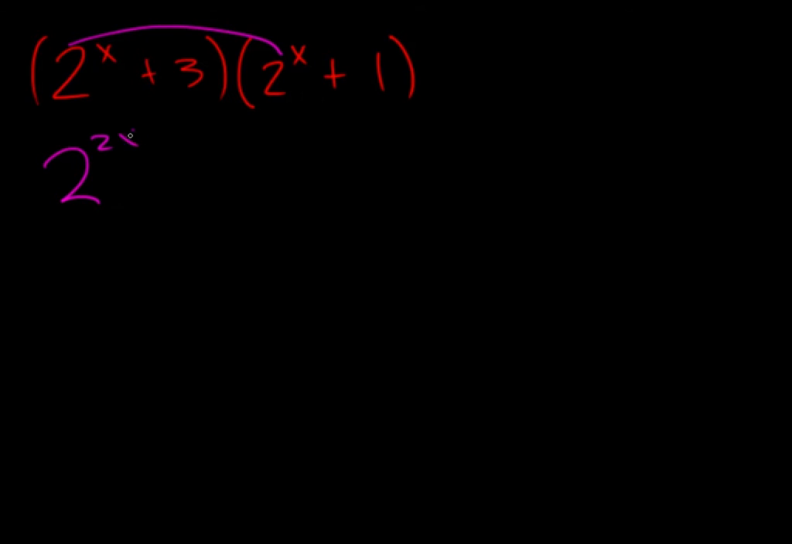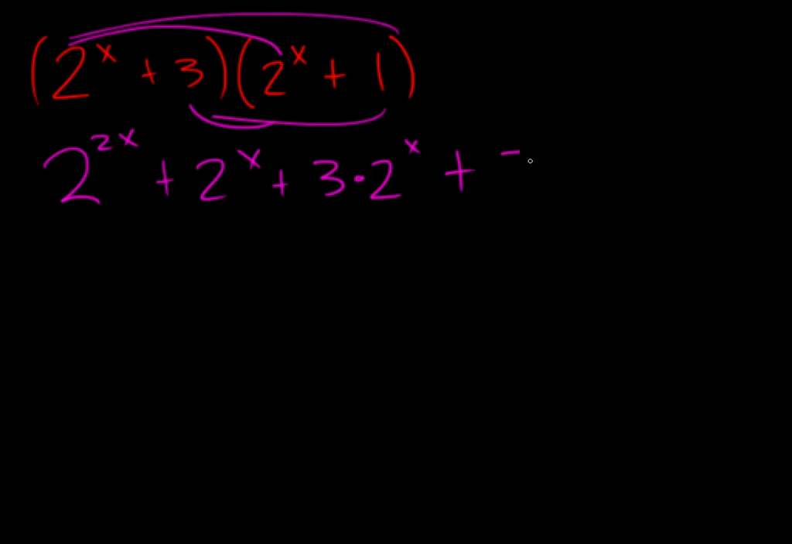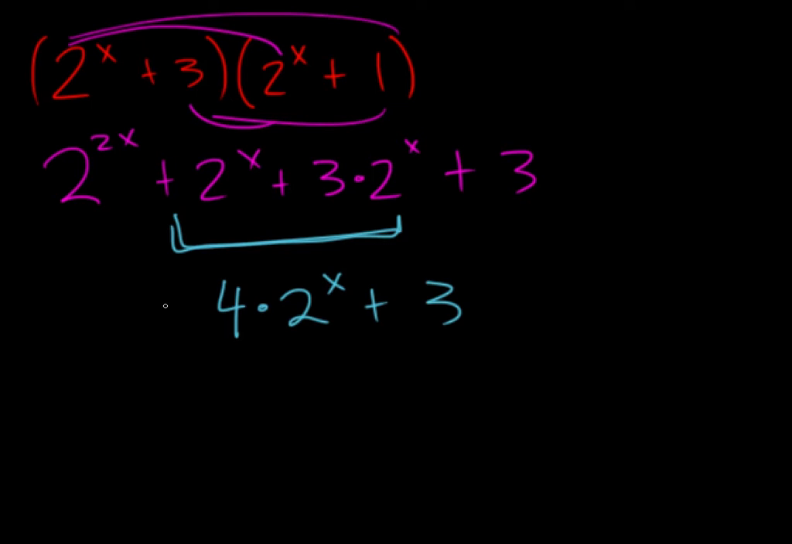Alright, now we have 2 to the x plus 3, 2 to the x plus 1. And they want us to expand and simplify. So we're going to multiply those. And if we do that, we just add the exponents, so 2 to the 2x. We do this, plus 2 to the x, plus 3 times 2 to the x, and then plus 3. These are common terms, so they would be 4 times 2 to the x, and we just write it like that.